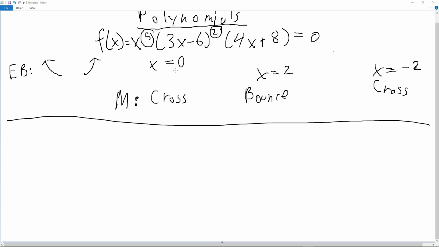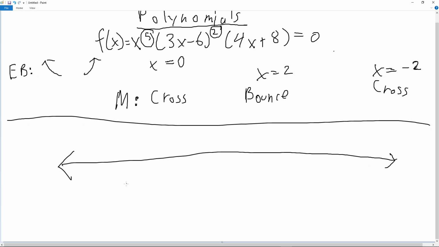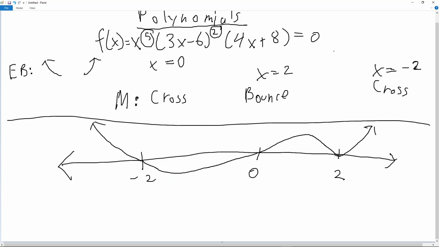Knowing what the end behaviors, the roots, and the multiplicities are, we can finally predict how this graph would look like. Let's say this is the x-axis. At this point is negative 2, at this point is 0, and at this point is 2. The end behavior looks like this, due to the leading term test, so we can automatically draw that in. At negative 2, it crosses, at 0, it crosses, and then at 2, it bounces off. So this would mean that this polynomial would look like this.